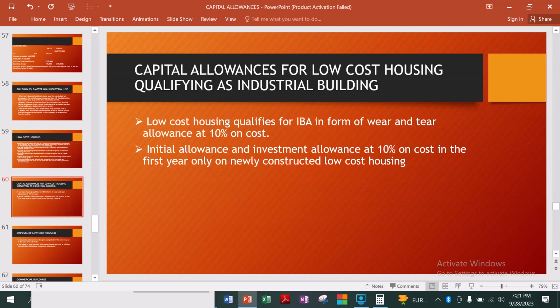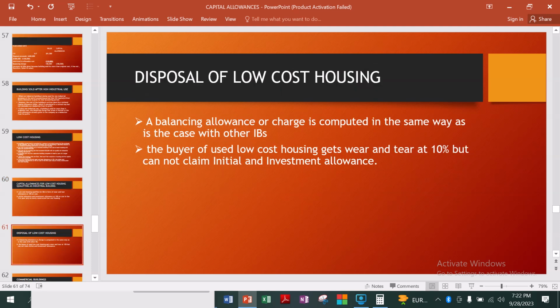Qualifying allowance for low-cost housing: a low-cost house qualifying as an industrial building qualifies for industrial building allowance in the form of wear and tear at 10%. That's the emphasis I'm trying to labor here, whereas the investment allowance and the initial allowance are all at 10%. That's the point I'm trying to belabor.